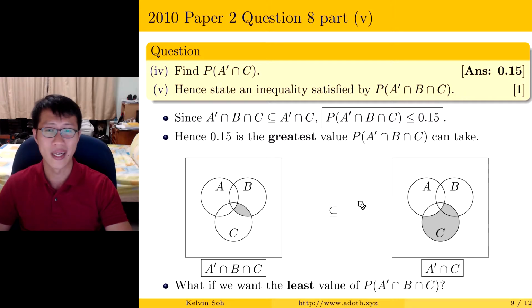What if the question wants the least possible value as well? This is significantly tougher if you want to only rely on the ideas of subset. So to tackle that, we will use the strategy we have just discussed using the Venn diagram and algebra and unknowns. So let's take a look at how we can use them.